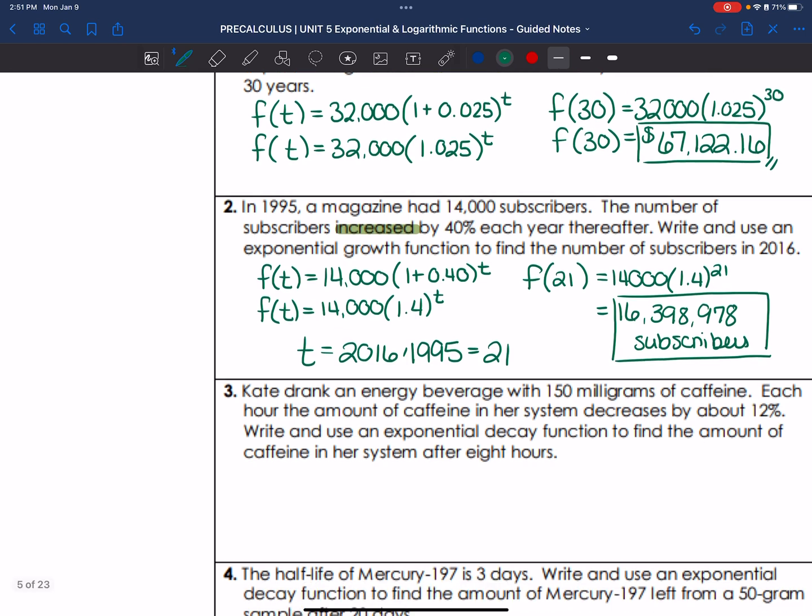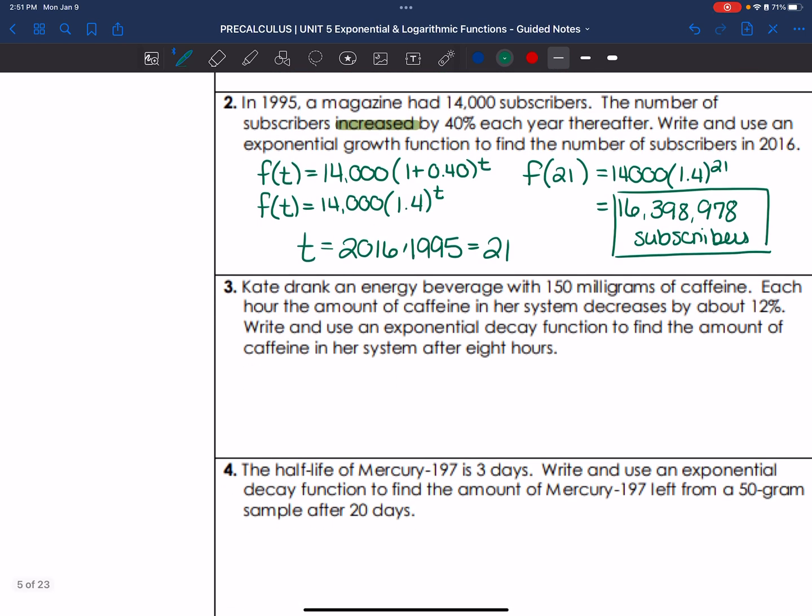All right, let's take a look at example number 3. In example number 3, we are looking at Kate, and let me read it for you here. Kate drank an energy beverage with 150 milligrams of caffeine. Each hour, the amount of caffeine in her system decreased by about 12%. Write and use an exponential decay function to find the amount of caffeine in her system after 8 hours.